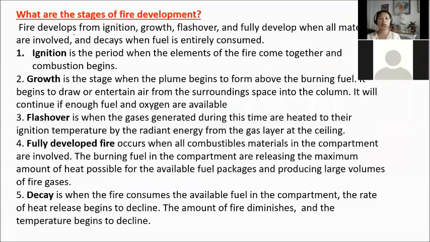Okay, so there are stages of fire development. Una, ignition, first stage. So this is a period when the elements of the fire come together and combustion begins. Ignition, from the word ignite, no? Kung baga, yung pagsindi, no? And second is growth. This is a stage when the plume begins to form above the burning fuel, and it begins to draw or entrain air from the surrounding space into the column. And it will continue if enough fuel and oxygen are available.